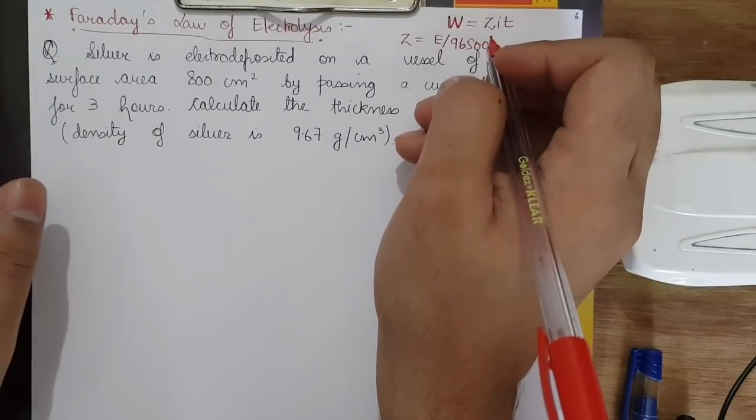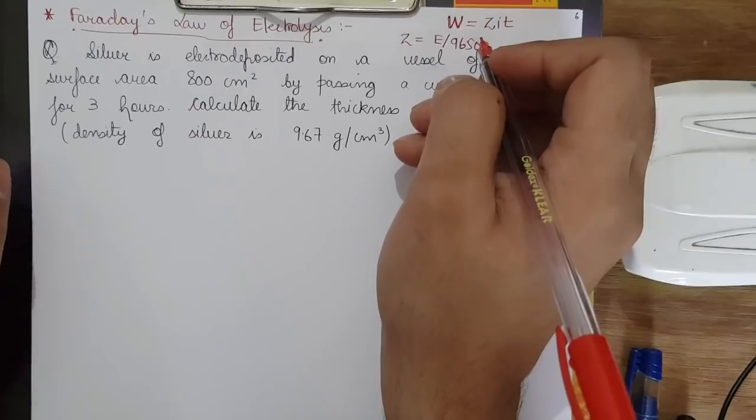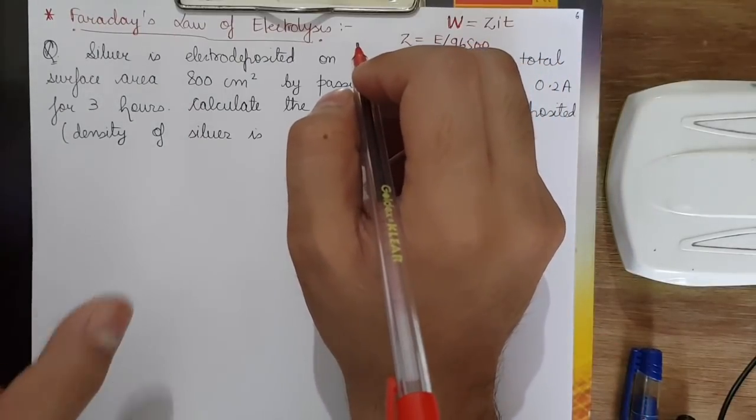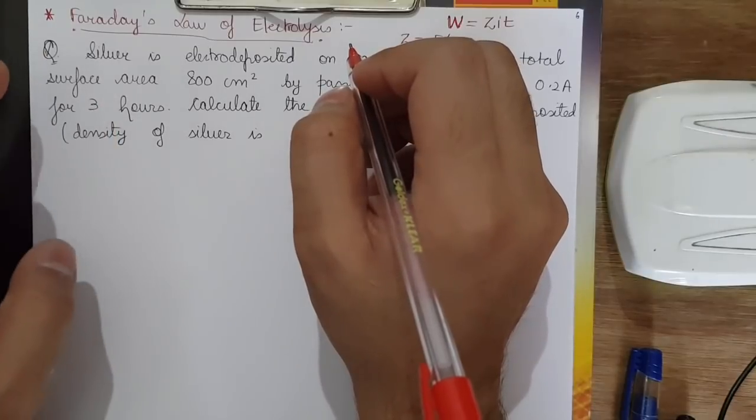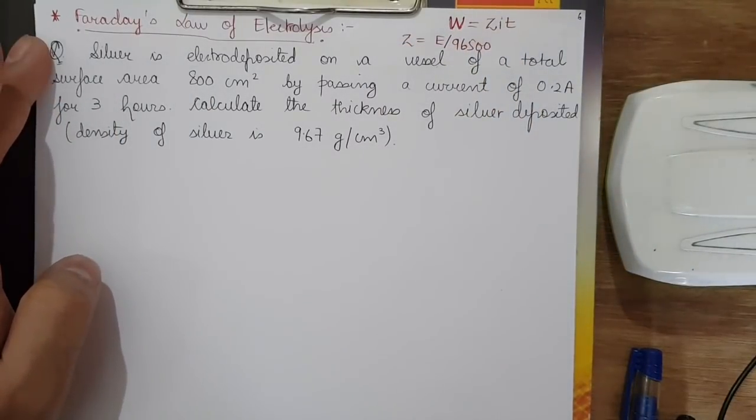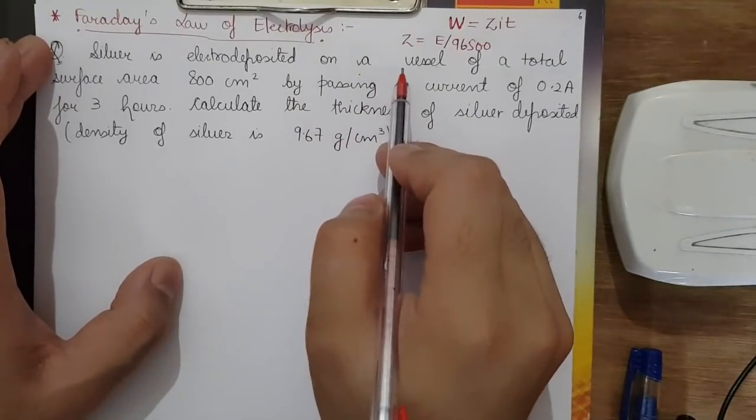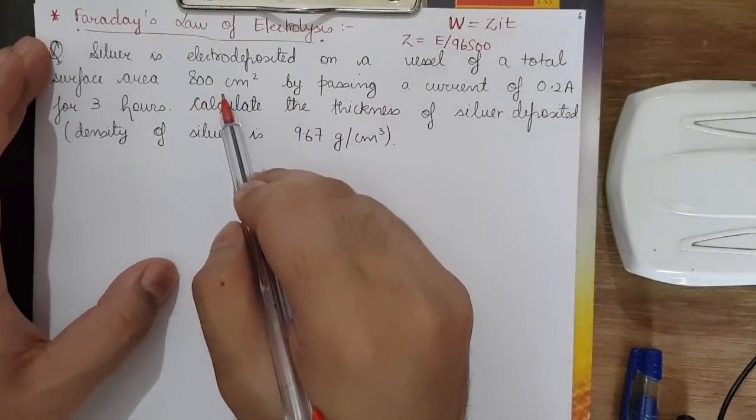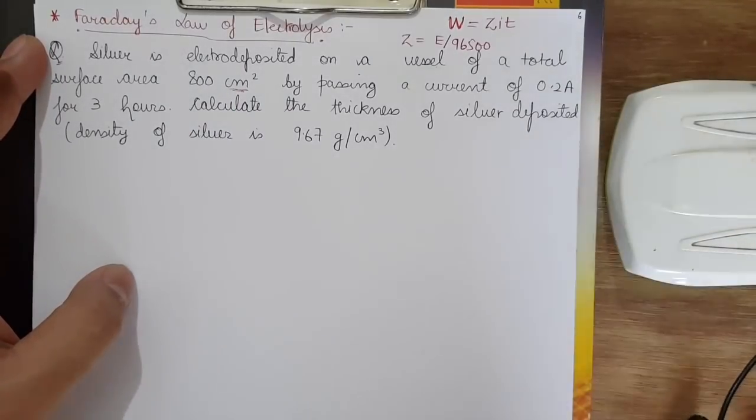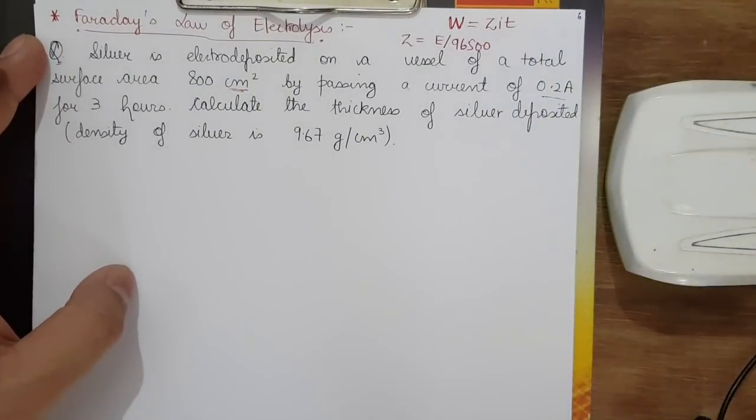Now this is a very good question which I am taking here because it will clear everything in this topic, the Faraday's law of electrolysis, a very important topic for boards also. The question here is that silver is electrodeposited on a vessel of a total surface area 800 centimeter square by passing a current of 0.2 amperes for 3 hours.